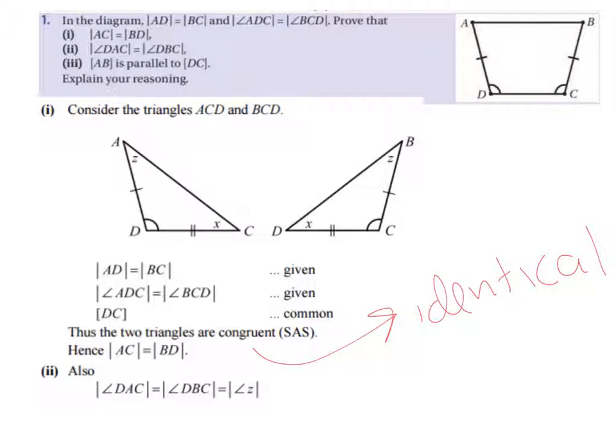Part 2, we need to prove that the angle DAC, so this angle up here, which we could label now as Z, is equal to the angle DBC, so this angle up here, which is also labelled as Z. Since we know the two triangles are congruent, we also automatically know that these angles are equal. So the angle DAC is equal to the angle DBC, which is equal to the angle Z.